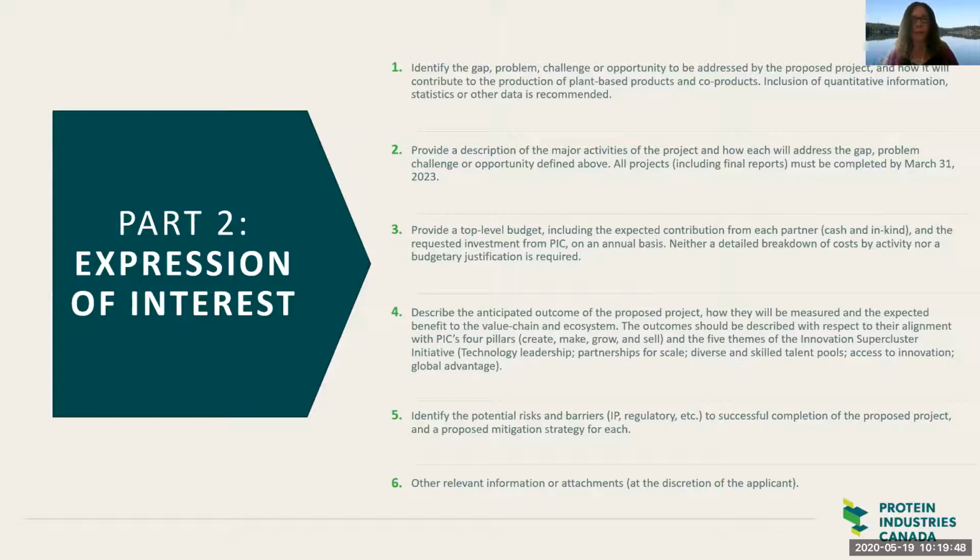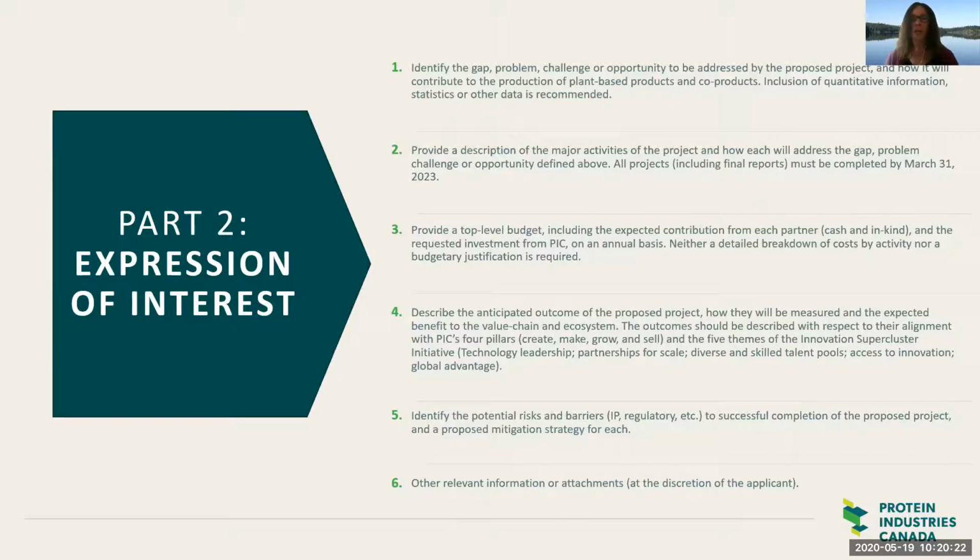These are the 6 other major areas that you're going to go through. Number 1 is that you identify the gap, problem, challenge, or opportunity that you are working towards in this project. We do recommend that you include some specific quantitative information. Industry-wide statistics are helpful, but also quantitative information related to your particular business plan for your particular company and that of your partners.